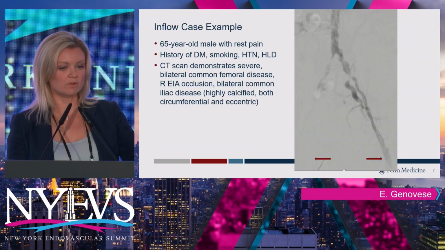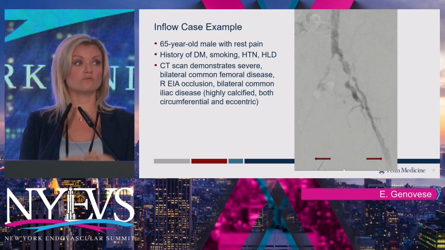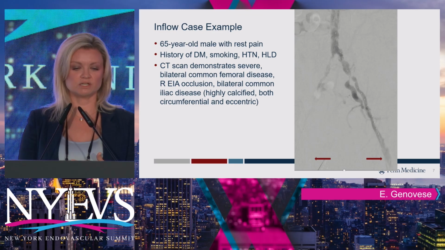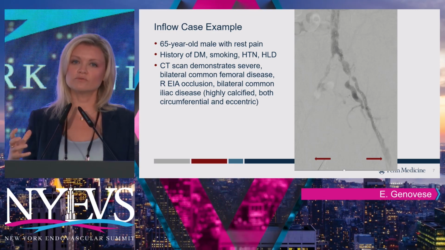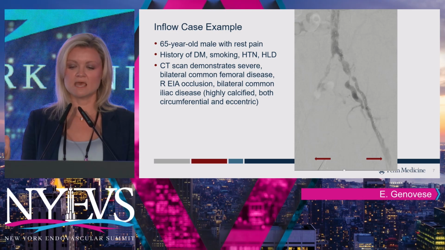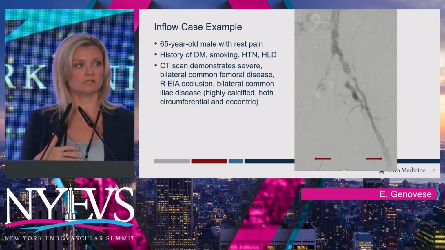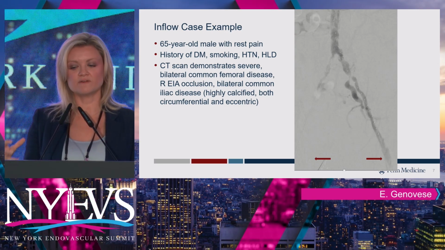So I'm going to give you an example of an inflow case. This is a 65-year-old male who has a history of rest pain, diabetes, former smoker, hypertension, hyperlipidemia, and he has extensive aortoiliac disease. He has circumferential calcium in the common femorals. He has extensive external iliac disease. On the right, it's completely occluded. On the left, it's stenosed, but really bulky common femoral disease.